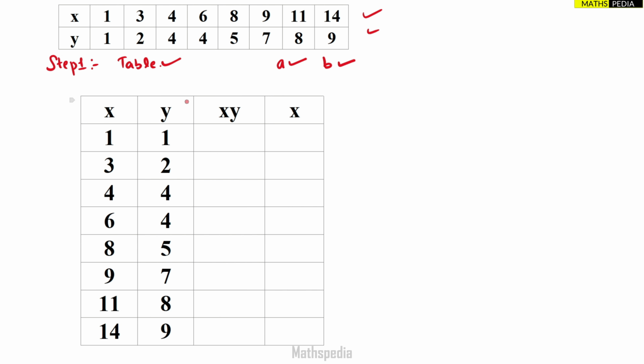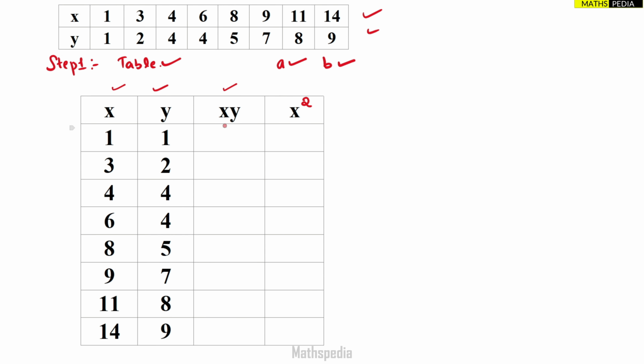As I said, what is the first step? Table formation. Write x and y in the first and second columns as they are, with no change. The third column is xy and the fourth column is x square. These two extra columns you need to find. This is the basic step of curve fitting. We will see how to find xy in the next step.